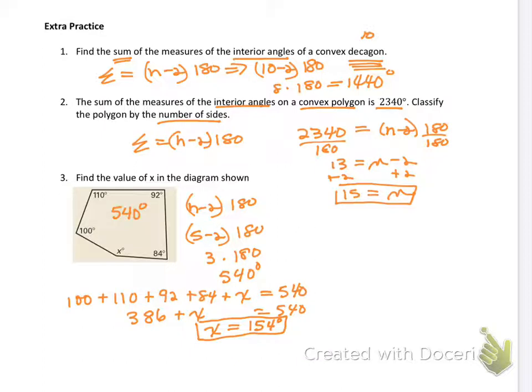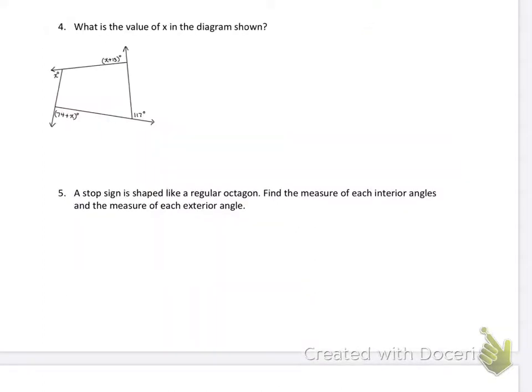Let's go on to the bottom of this page, extra practice problem 4. What's the value of x in the diagram shown? You have to say, wait a second, it is showing me exterior angles, and no matter what shape I have, no matter how many sides I have, the sum of those angles will always be 360.